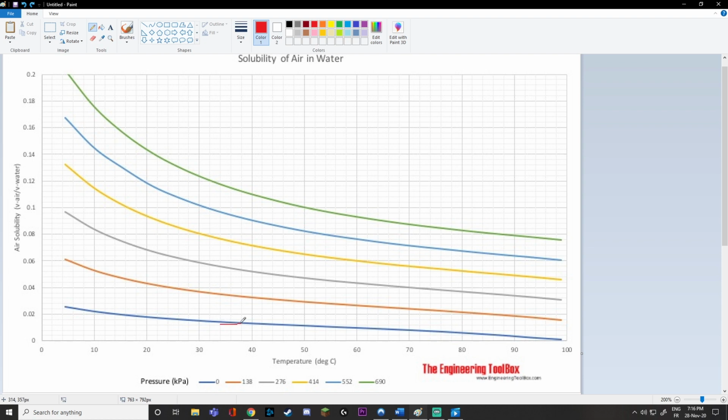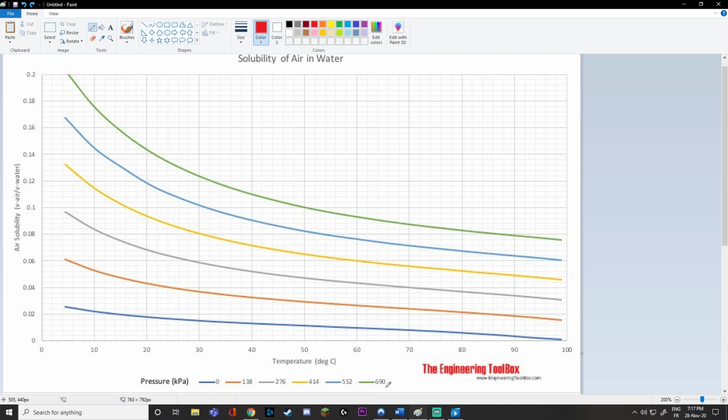So for this blue line here, it is representing the curve if there is no pressure at all, if it's at zero, which would be in space pretty much. Our atmospheric pressure is around 100 kilopascals, which is going to be found a little bit right here, since the orange line is at 138. And the highest pressure we're going to be working with is around 600, which should be found somewhere here between 550 and 690. So now that we know how the chart works, let's apply it to our needs.